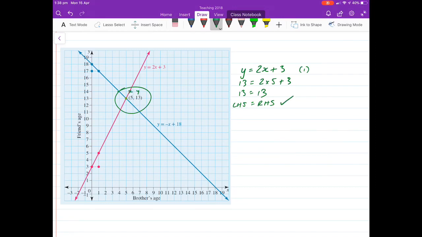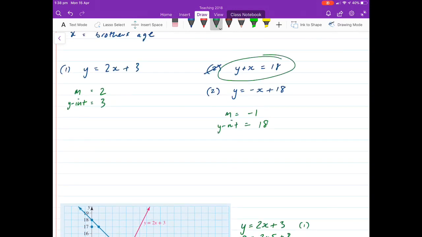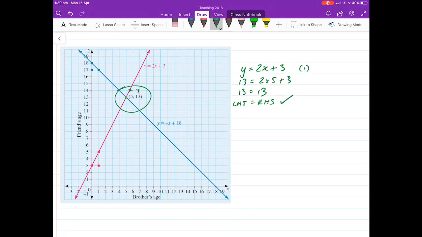Okay, our second equation was initially x plus y, or y plus x equals 18, and we rearranged that to y equals -x plus 18. Now, it doesn't really matter which one you use when we're substituting in to check. This top one here looks easier for me, so I'm going to use that one.